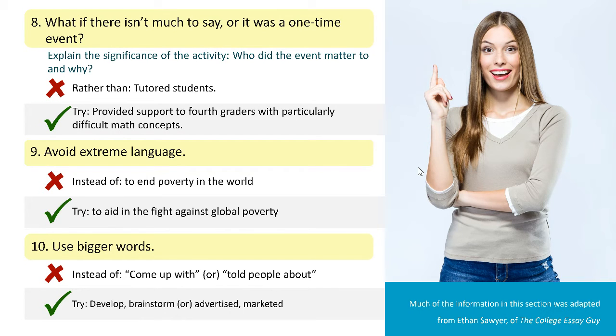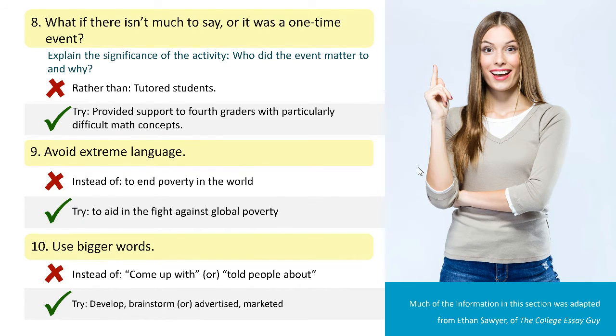So you really want to focus on explaining the significance of the activity. Who did the event matter to? And really, that's where putting in those hours matters. So rather than something like tutored students, let's say you did this for 2 weeks, you went to an after school tutoring program. So it wasn't a thing you did twice a week for a whole year, but you did it for 2 weeks. You could say something like provided support to 4th graders with particularly difficult math concepts, right? That's significant, right? That's important that those kids are getting the support that they need. So that's important work. Don't diminish it just because you did it for 2 weeks versus a whole year. That's okay. It was significant, and you can put that on there.